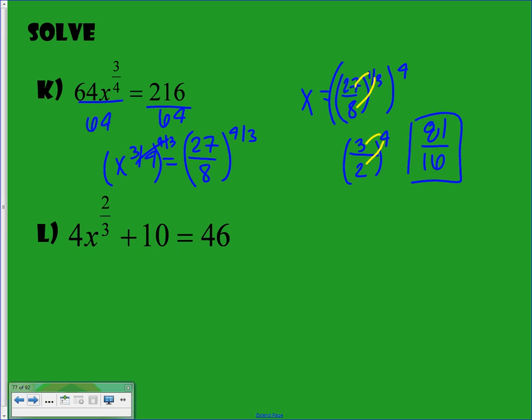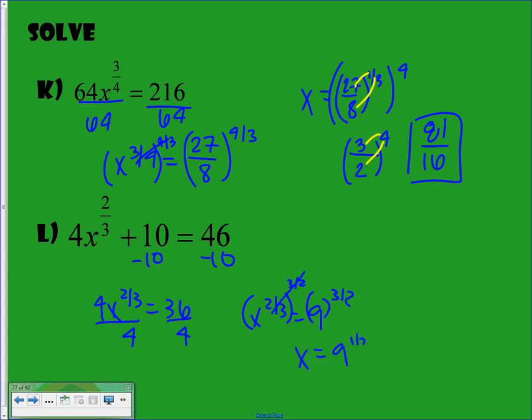And L, one of your most complicated so far, subtract 10 from each side. 4x to the 2/3 has to equal 36. Then divide each side by that 4. So x to the 2/3 equals 9. To get rid of a 2/3, raise each side to the 3/2. So those cancel. So I'm going to get 9 to the 1/2 to the third. Well, what to the second power is 9? That's 3 to the third. Gives me a 27 for our final answer.